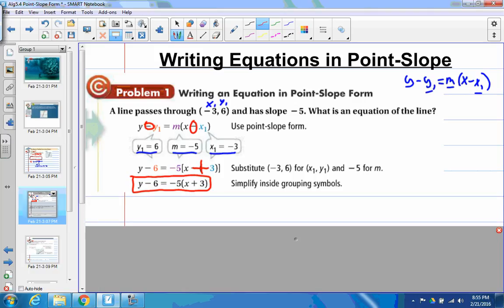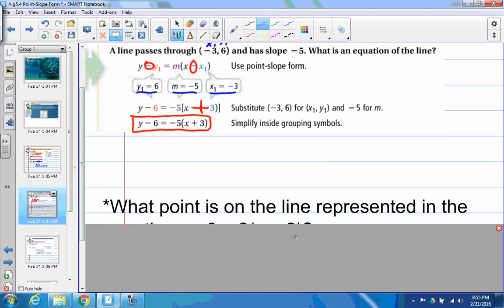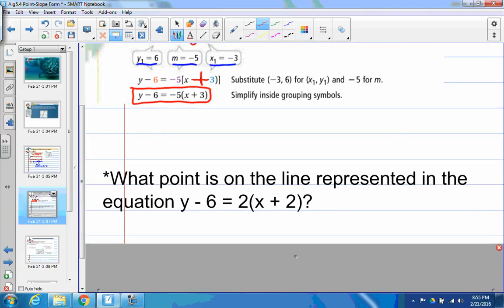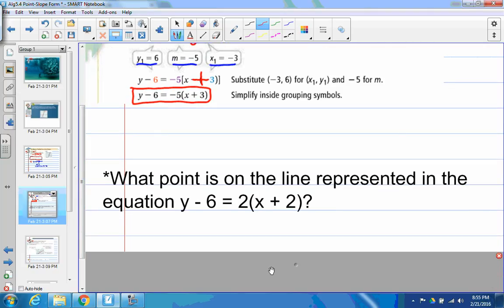Just a follow-up question. What point is on the line represented in this equation? So the slope was right there. The slope is 2.